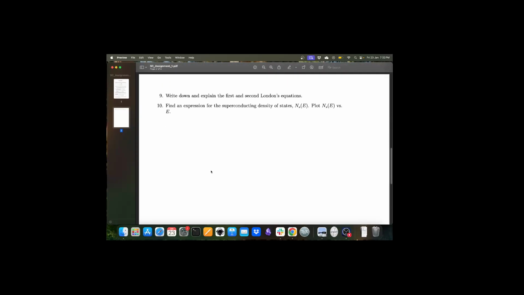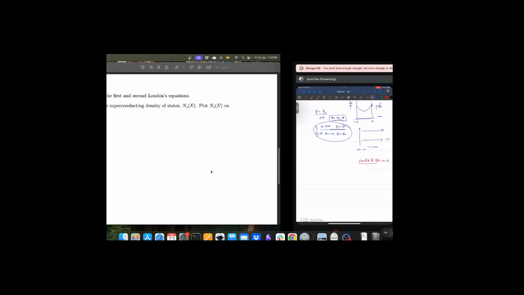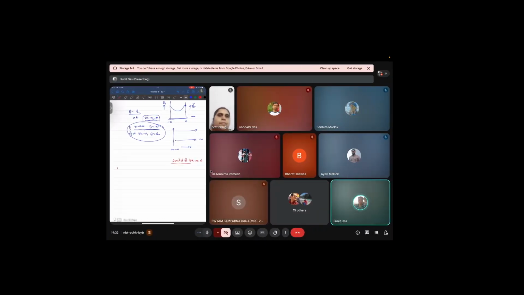Okay, so the next question is, write down and explain the first and second London equations. So this you just need to write down actually. It has been discussed in the class itself. The first London equation is mu 0 lambda L square del Js del T, which I think is equal to the electric field.